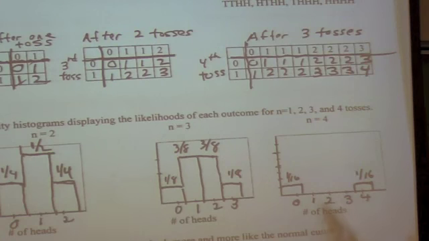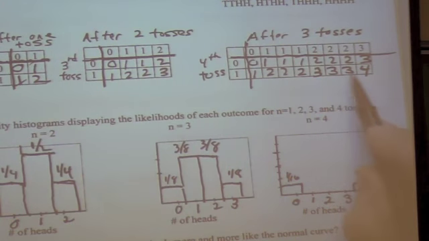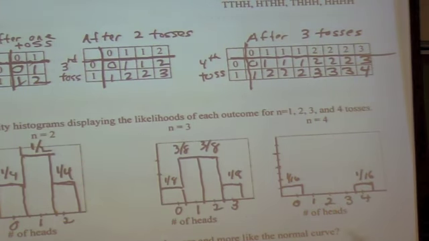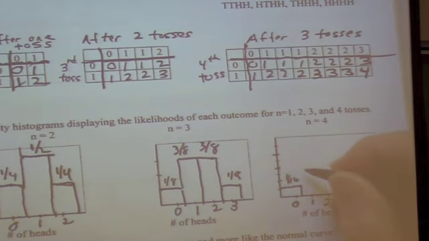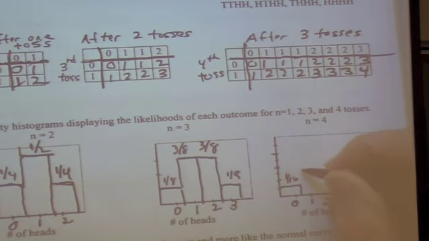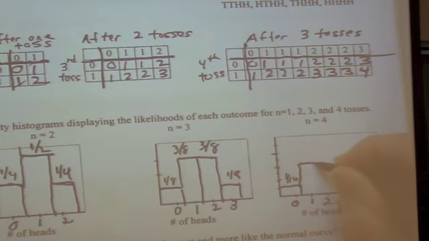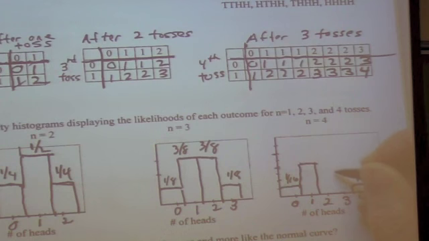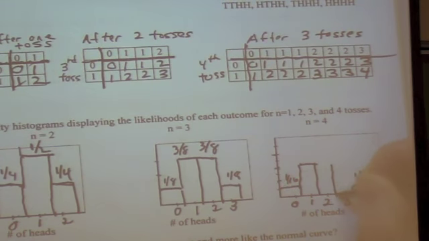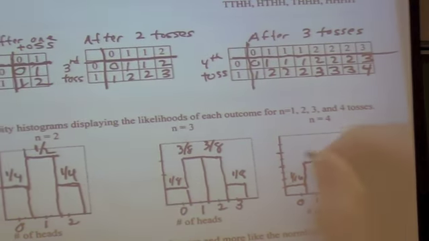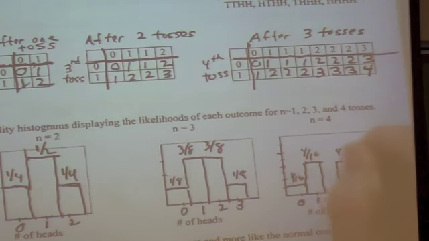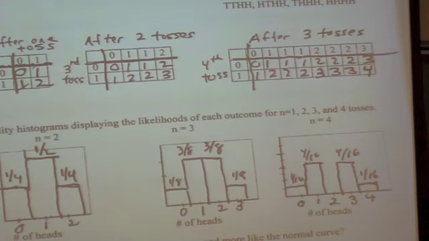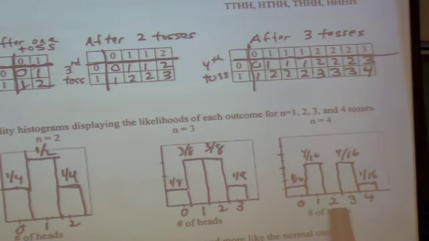Now, how many ways are there to get 1 head? 1, 2, 3, 4. And how many ways are there to get 3? 1, 2, 3, 4. It's symmetrical. So 4 out of 16 ways, which is 4 times as big, to get 1 and 3. 1/4 of the time, 4/16. So you get either 1 or 3. So let's write 4 out of 16.